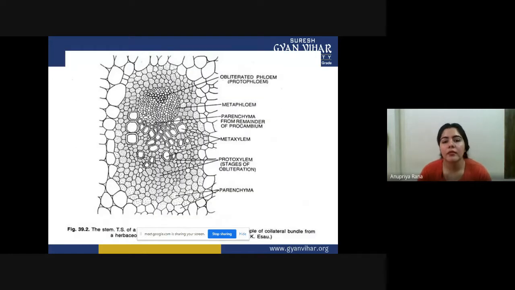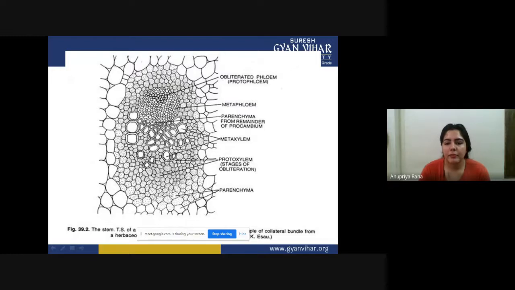Next, here you can see the diagram also. There are some obliterated phloem at the very top, and they are the metaphloem, and the xylem will be present in the very downward position. Phloem is always present on the upper side, or you can say towards the periphery. And this metaxylem or xylem tissue is always present towards the inner position, or towards the pith. Phloem always above and xylem always towards the pith.